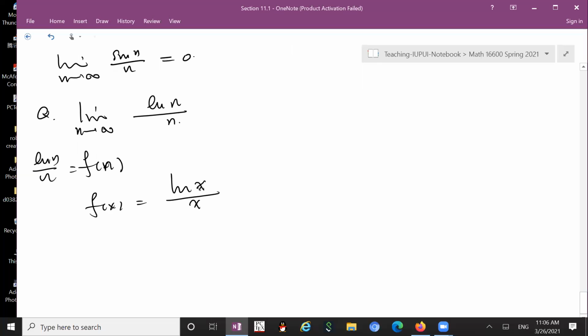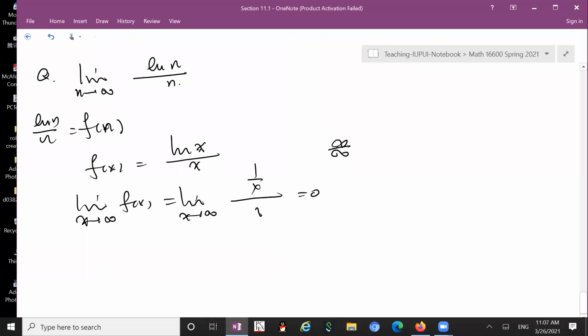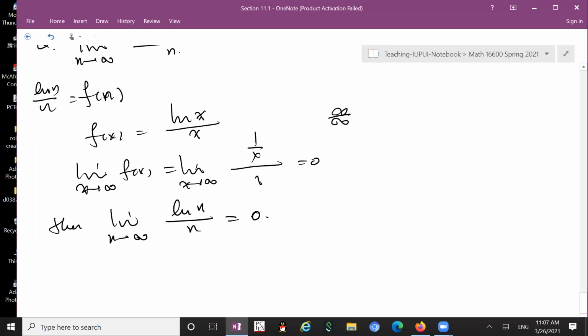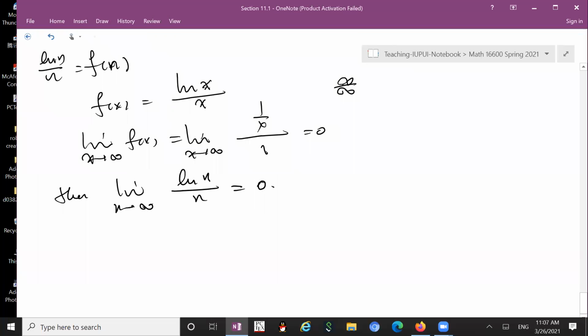First, we find the limit of f of x. This is an infinity over infinity type, so you can apply L'Hôpital's rule. The derivative gives 1 over x over 1, and clearly the limit is 0 by L'Hôpital's rule. Therefore, the limit is 0.